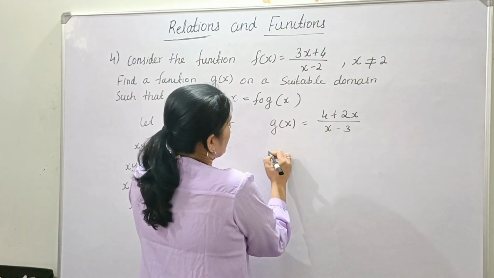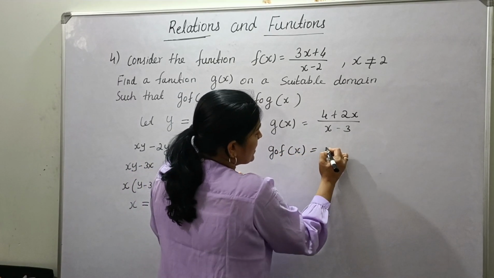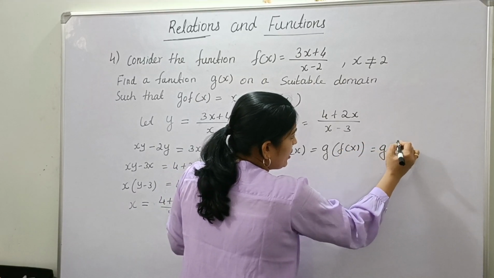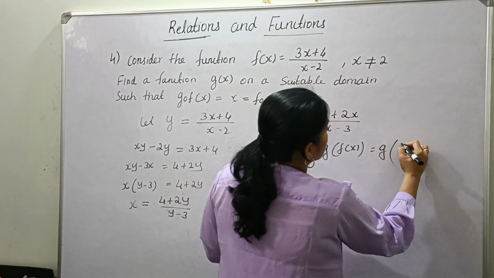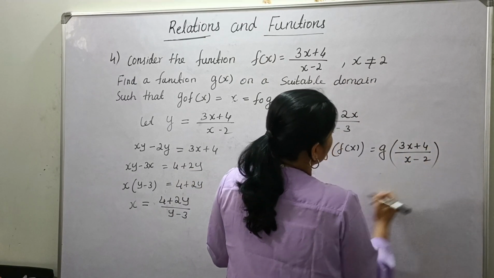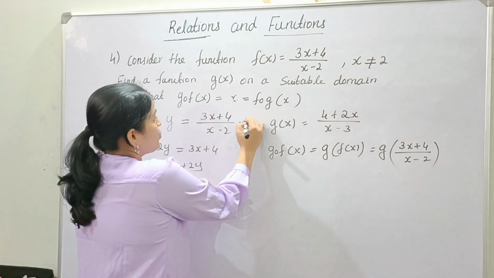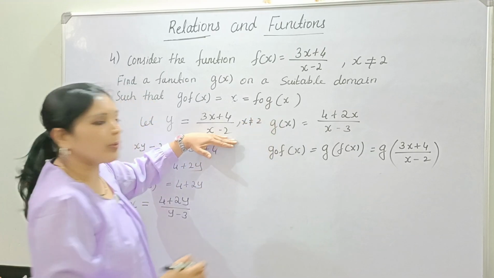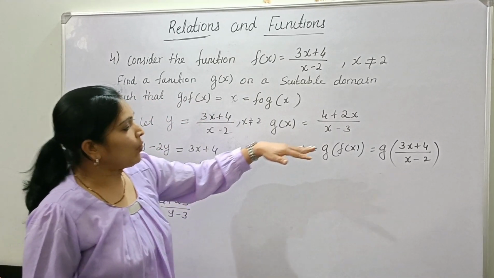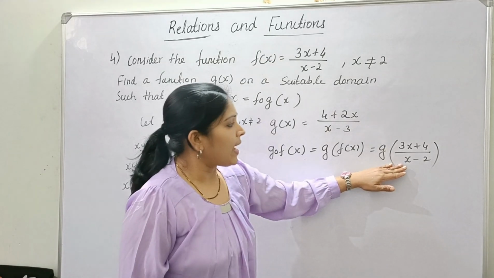So for that, let us find g composite f of x, that is g of f of x. That is g of f of x is 3x plus 4 divided by x minus 2, and here x not equal to 2. If x is equal to 2, it will not be defined. So x not equal to 2. Now let us find g of 3x plus 4 divided by x minus 2.